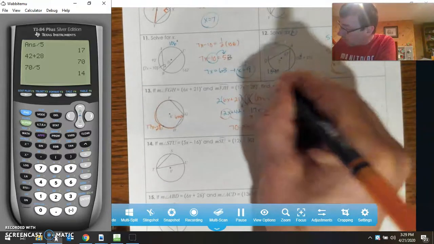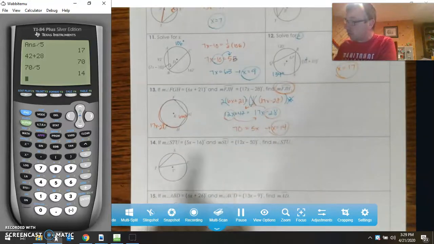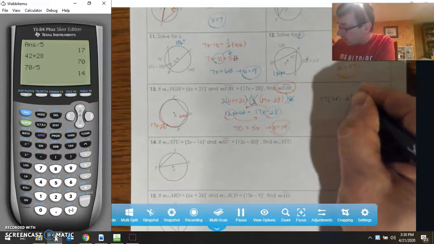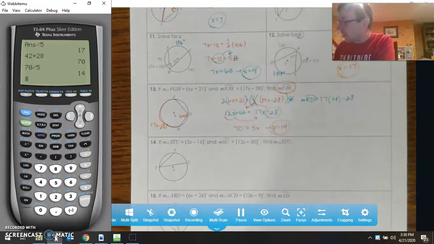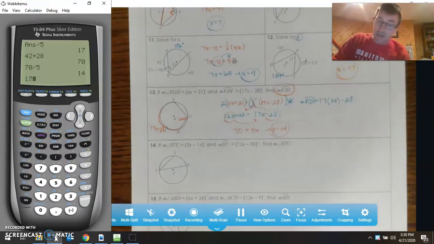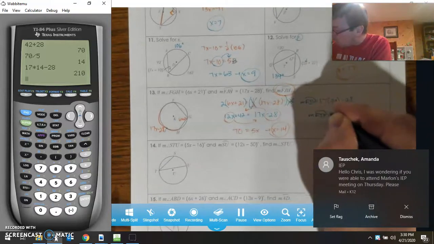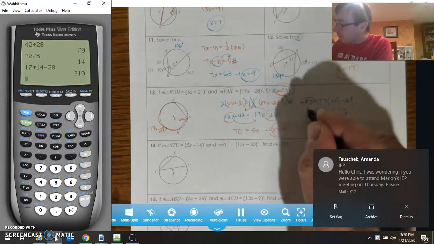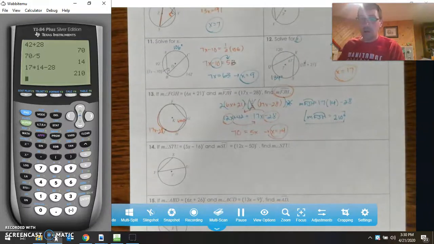But remember, we have to find the measure of arc FJH. Well, FJH is 17x minus 28. And again, it's 3 letters, so that's going to be bigger than 180. So if I take 17 times 14 and subtract 28, I get my answer. The measure of arc FJH is going to be 210 degrees. So make sure when you're doing these problems you answer all the questions that you need.